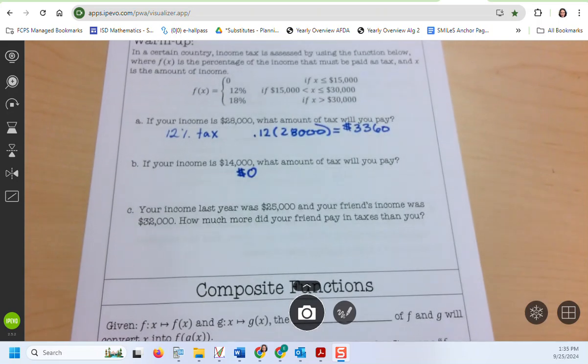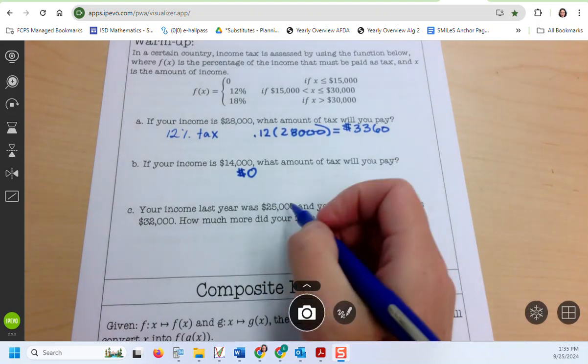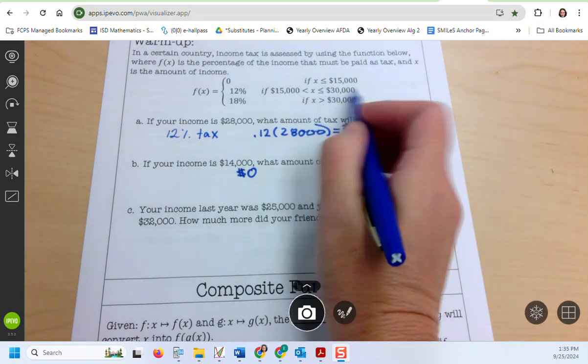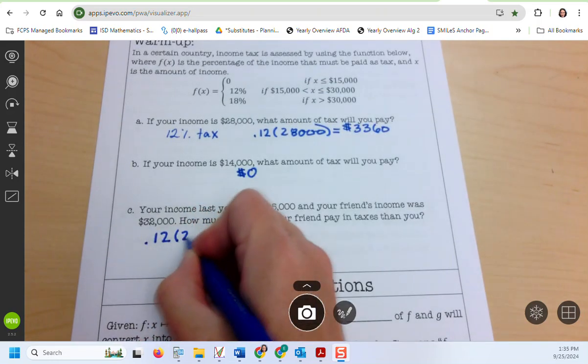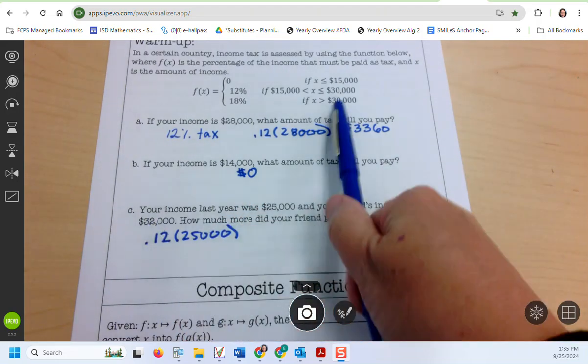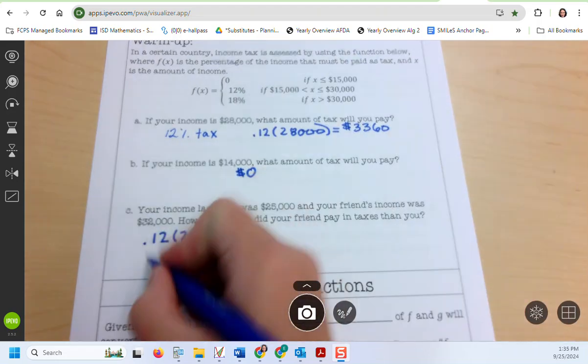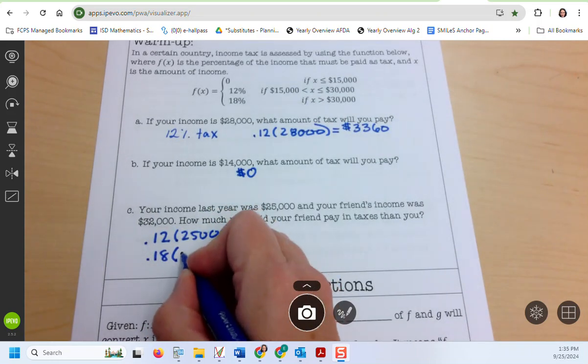All right, last year your income was $25,000 and your friend's income was $32,000. How much more did your friend pay in taxes than you? So you had to find the tax for both people, right? So $25,000 is in this middle bracket, right? So we're going to do 12% of 25,000. And then 32,000 is in the last bracket, so we're going to do 18% of 32,000.